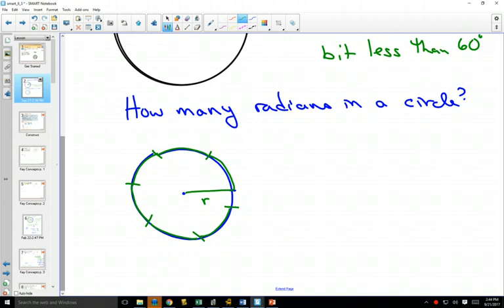If I count it, how many radians in a circle? 1, 2, 3, 4, 5, 6 and a bit. Perfect. 6 and a bit. Nice. We're being really accurate right now. We know that it's a bit less than 60. And if it's a bit less than 60, does it make sense that it would be 6 and a bit all the way around? Yeah, okay. Well, what do you think that bit is? What do you think the whole thing is going to be?